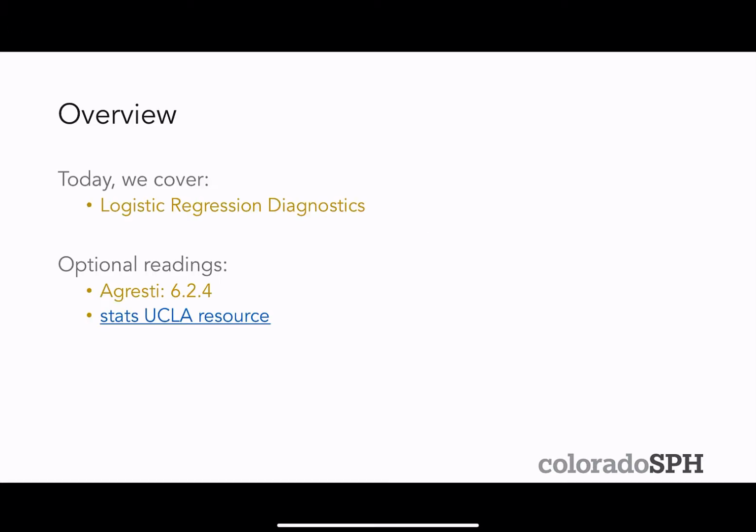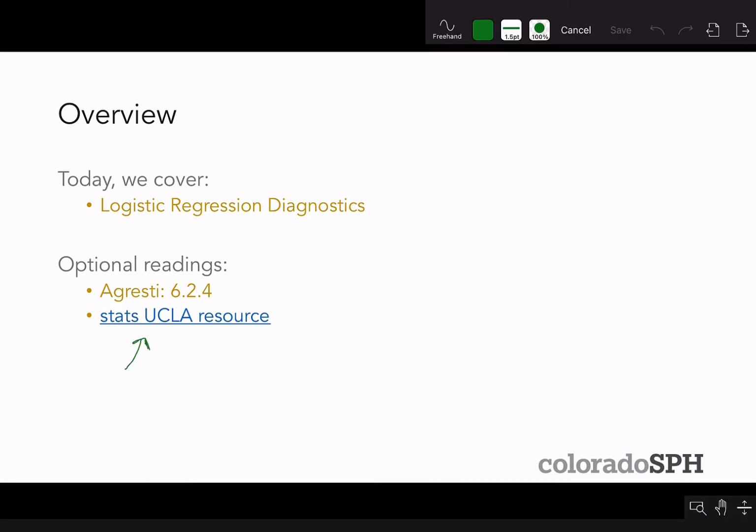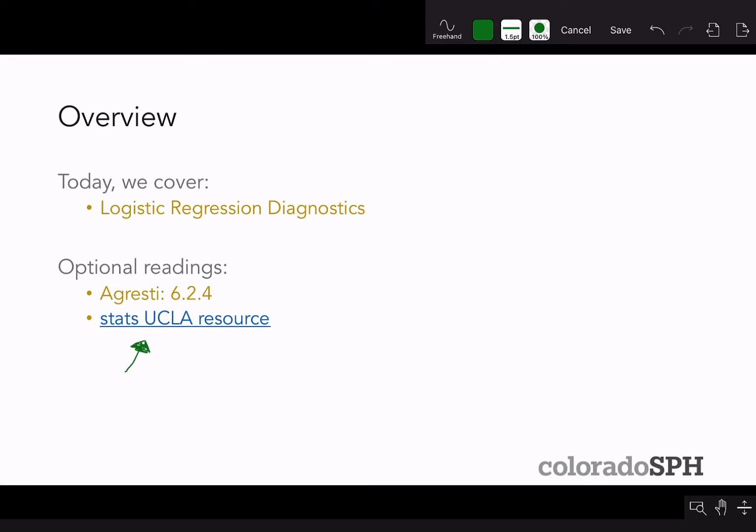Today we're going to cover logistic regression diagnostics. And these are similar to diagnostics you learned about in linear regression in 6611. In particular, I find the Stats UCLA website to be really useful for understanding these diagnostics. And it's a good website in general, so I use it quite a bit.